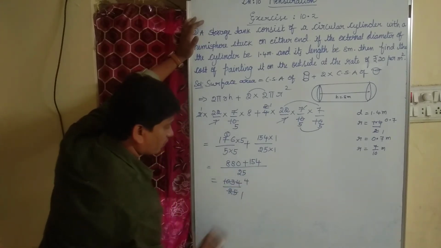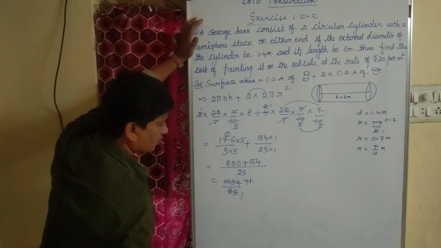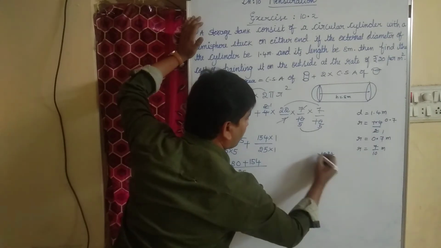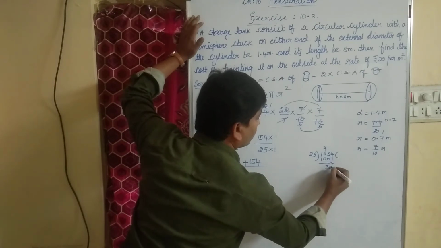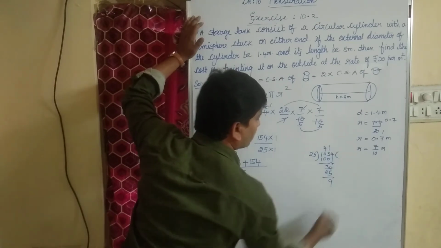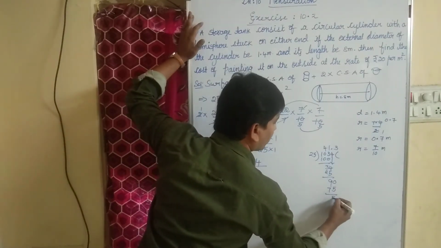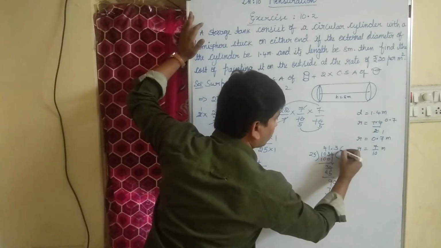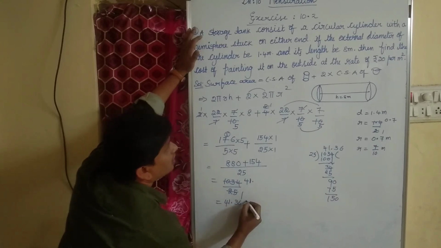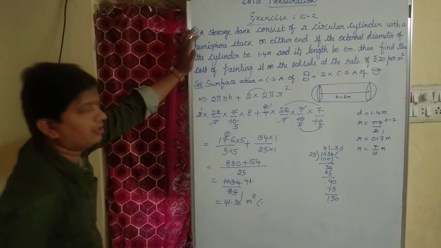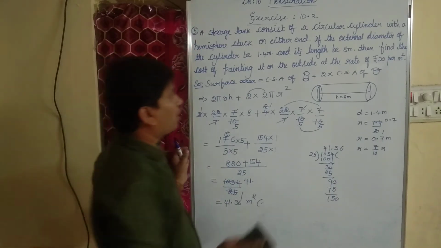So let me divide 1034 divided by 25. 25 fours are 100, 25 ones are 25, then 25 threes are 75, and so on. Which is equal to 41.36 square meters.